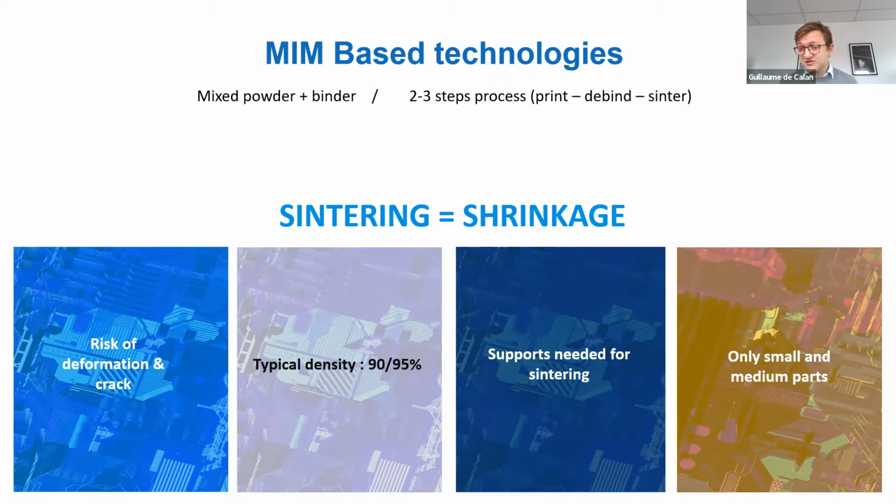You need some support for sintering of metal. That's quite important. If you have completely unsupported places, they will probably deform because of gravity in the sintering furnace. And it's usually made for small and medium parts. So what I'm saying here is true for MIM. It's also true for all the MIM-based technologies.